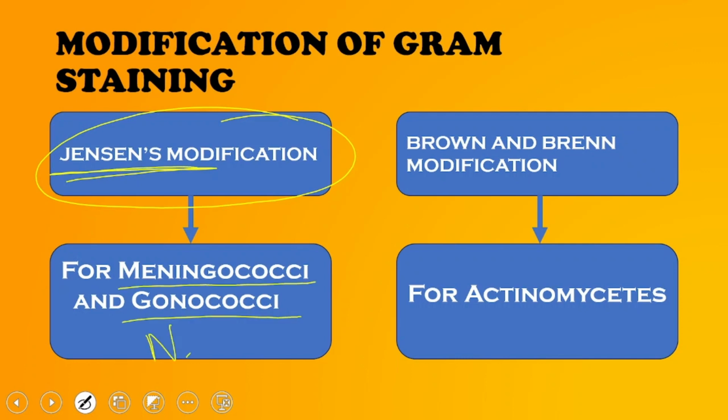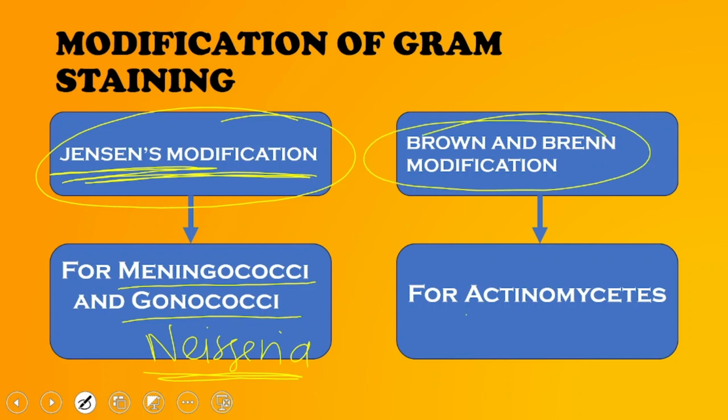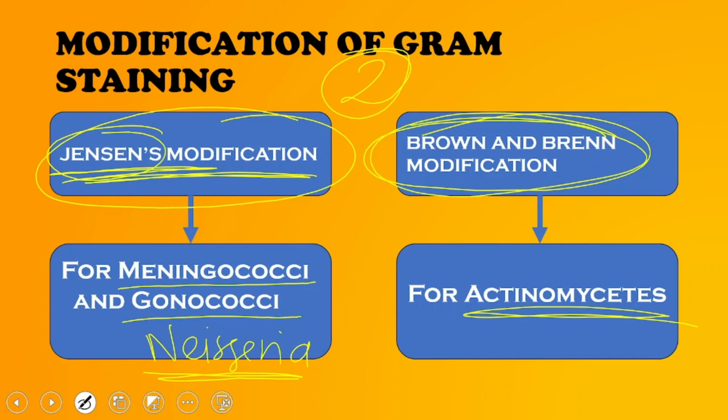Means all the Neisseria, है ना? All the Neisseria species के लिए we are applying Jensen's modification of gram stain. And Brown and Bren modification is for the actinomycetes. So see, there are multiple modifications. Just from the example point of view, I am taking two important examples, and that is Jensen's modification, and then there is Brown and Bren modification.